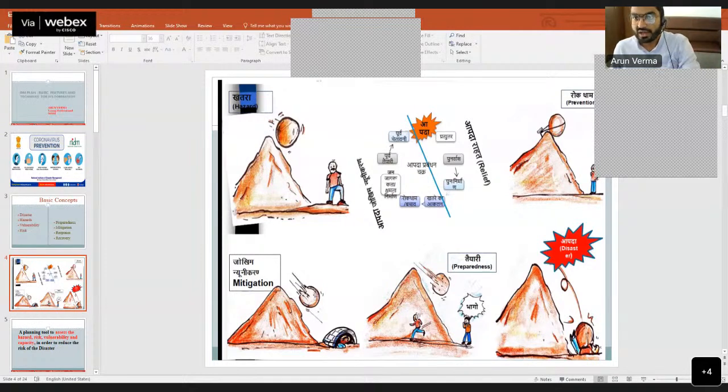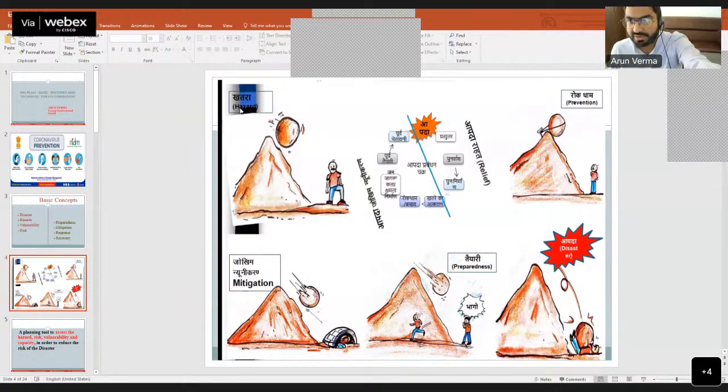But if we do prevention, this is a hazard. What is a hazard? Hazard means when something has a capacity to cause harm. And in prevention, we take some mitigation options. We use our brain and do mitigation so that we stop this thing at the top of the hill. So here we are for prevention, for mitigation, and for preparedness.